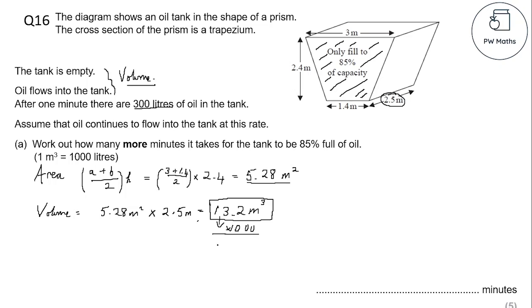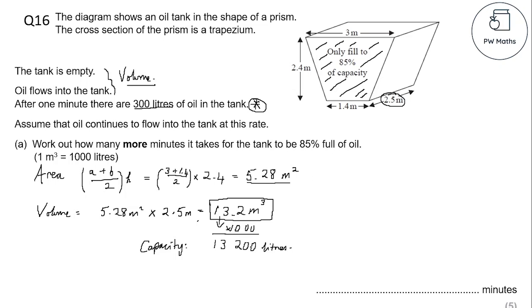which means the capacity of the tank is 13,200 litres. After 1 minute, there are 300 litres of oil in the tank. Not sure what to do with it, so I'll put a star by it. We'll come back to that. Assuming the oil continues to flow into the tank at this rate, work out how many more minutes it takes for the tank to be 85% full of oil.